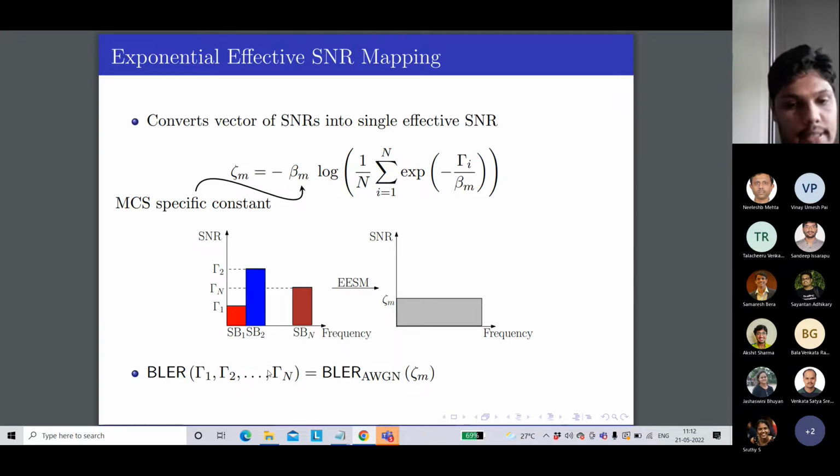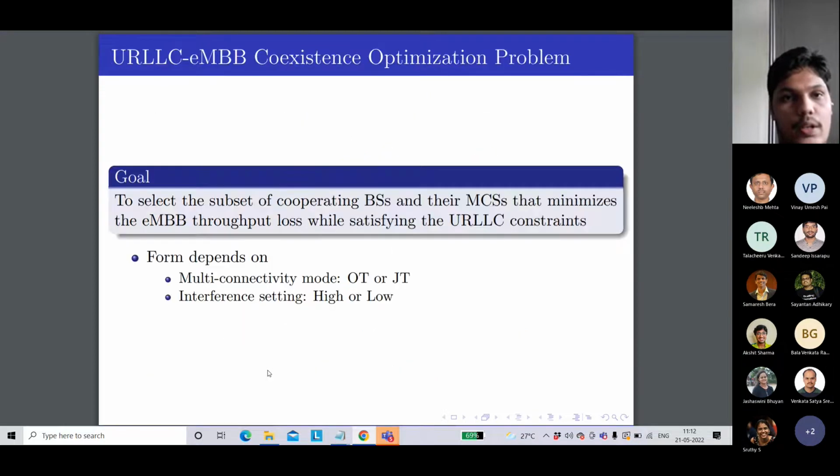Now let's go to the URLLC eMBB optimization problem. So what is the goal of the problem? To select the subset of cooperating base stations and their MCSs that minimizes the eMBB throughput loss while satisfying the URLLC constraints. We saw we are puncturing the eMBB data, so we have to minimize the eMBB throughput loss. At the same time, we need to satisfy the URLLC error constraint.